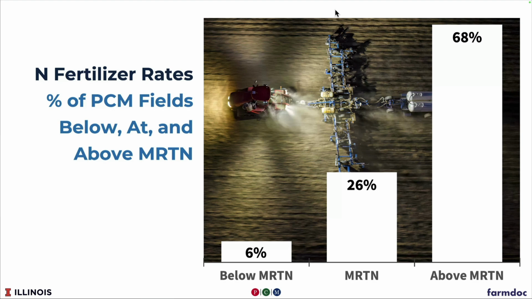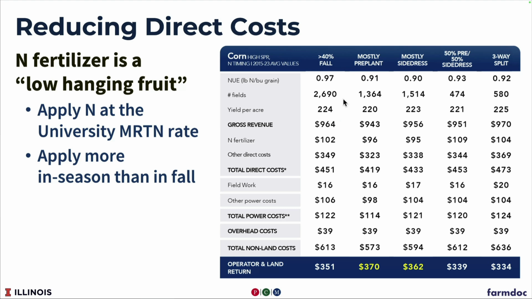A few other pieces here to this. Again, this piece about the timing of nitrogen fertilizer. It's because nitrogen fertilizer is such an obvious place to save money in times of low economic returns. When we have tight margins, looking at getting your nitrogen fertilizer rate right should be the very first thing that our farmers are doing, is what the PCM data is showing us.